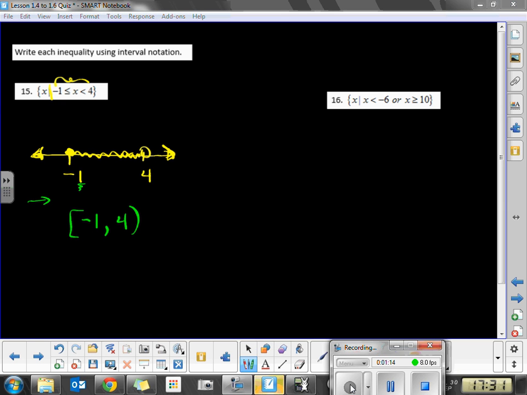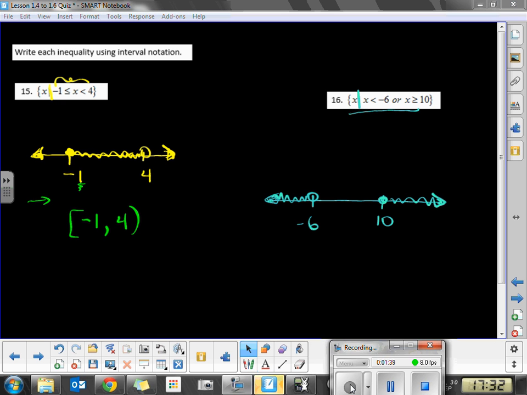Number 16 is an OR statement. We want a set of numbers of x such that x is less than -6 or x is greater than or equal to 10. So x is less than -6 means open circle going to the left. x is greater than or equal to 10, closed circle going to the right.